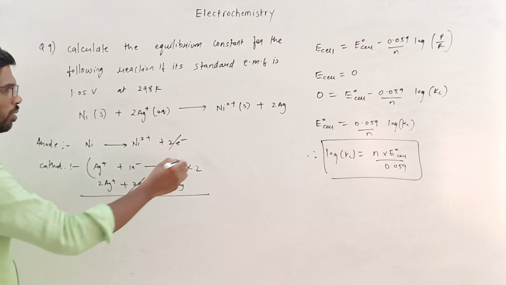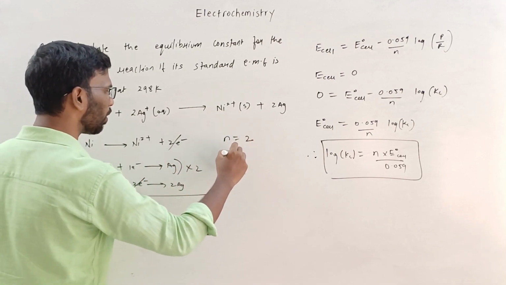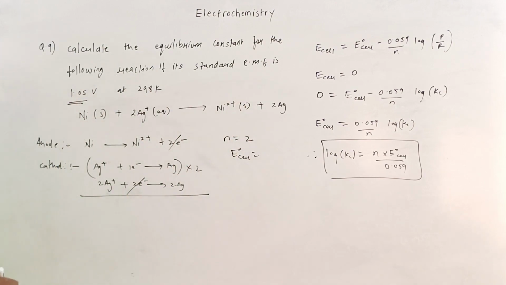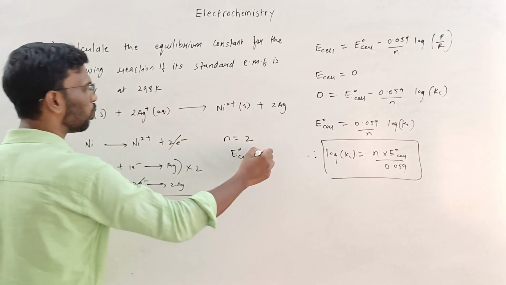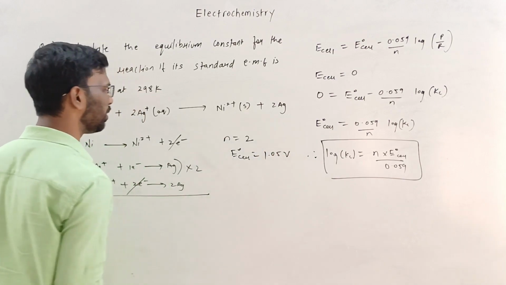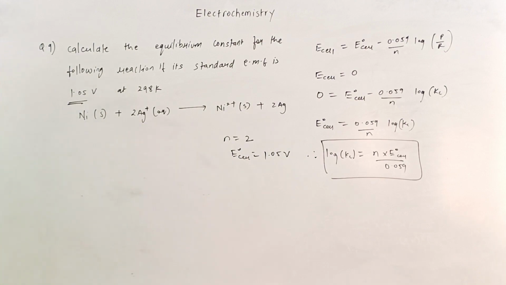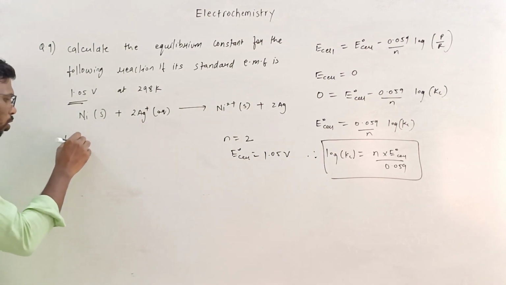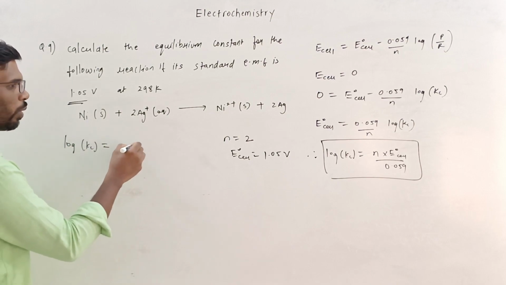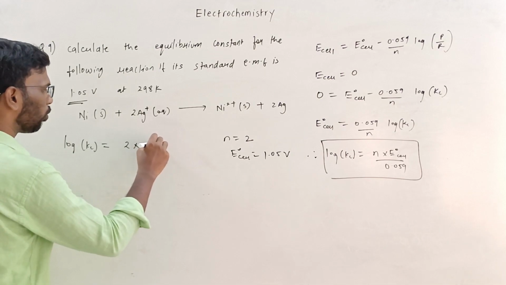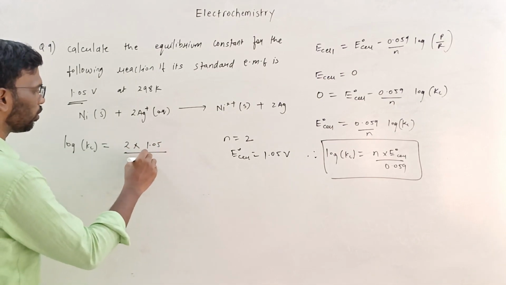n is equal to 2. E naught cell is given to be 1.05 volt, right? The standard EMF of the cell is 1.05 volt. This is what is given. Okay, we'll just substitute that in the formula. So log of Kc is equal to n, which is 2, times E naught cell, 1.05, upon 0.059.